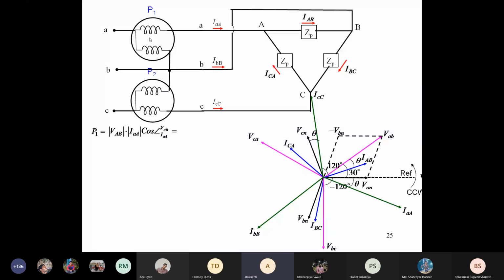What is the angle between VAB and IA? Because cos of that angle is there. The angle is 30 plus theta. So P1 becomes VAB IA cos of 30 plus theta. Similarly, P2 is equal to VCB ICC cos of the angle between VCB and ICC. That is the reading by the second wattmeter, P2.